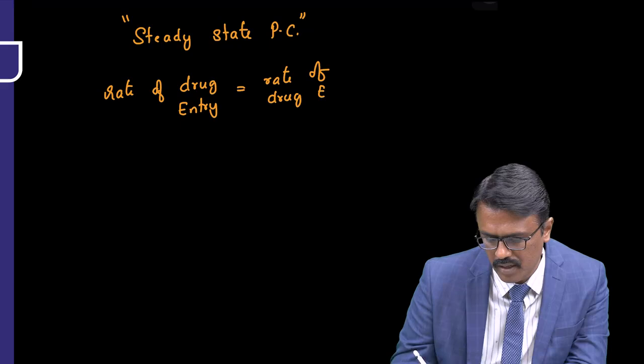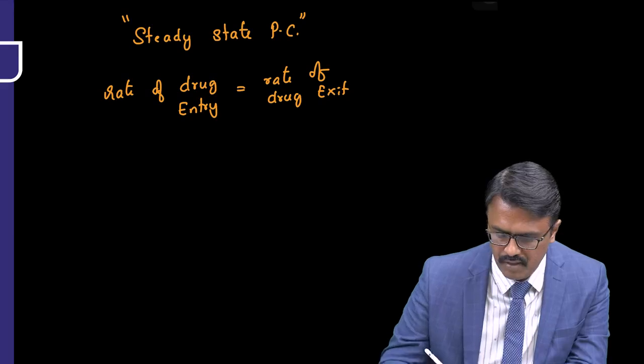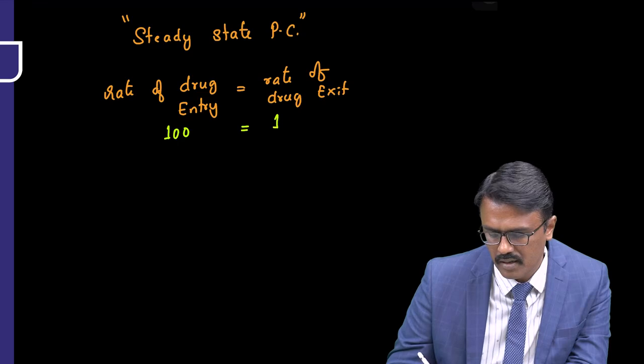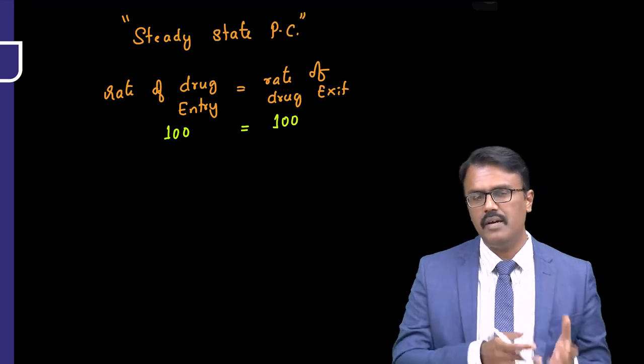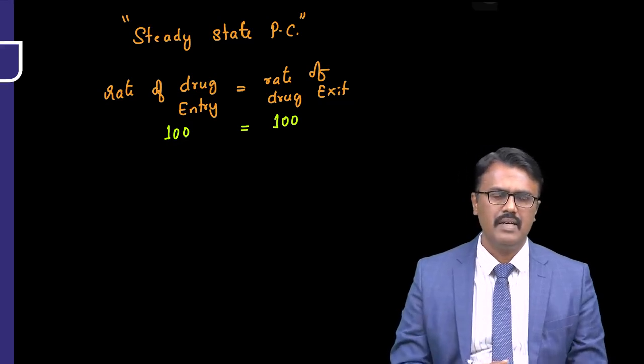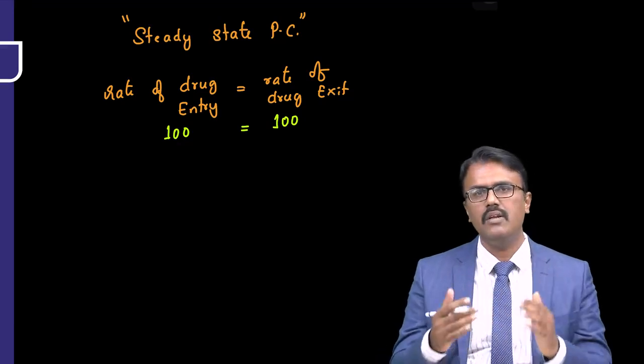So it should be equal to rate of drug exit. Meaning, if you are giving 100 drugs, there is a point where 100 drugs are also going out. Sir, why should we do that? Certain drugs you have to maintain their level within that range, steady state, then only they will work.